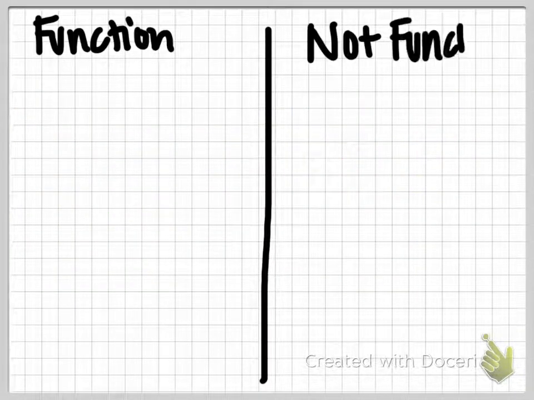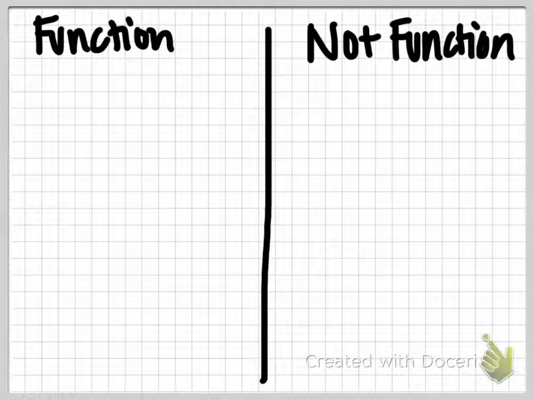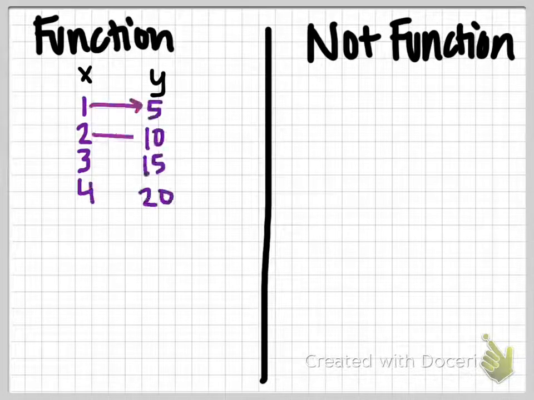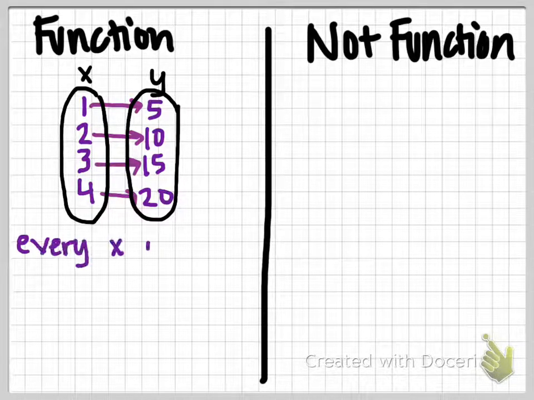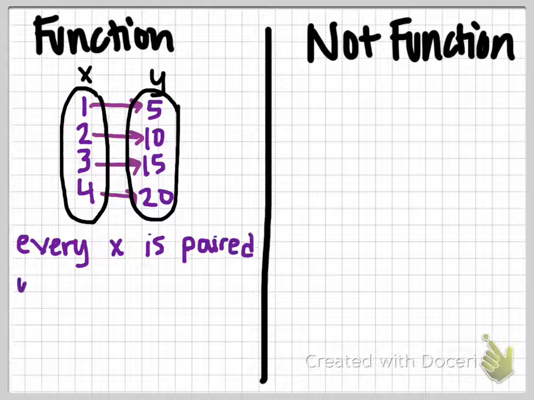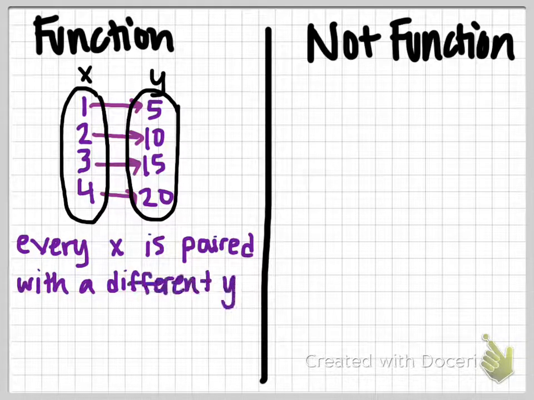We can also look at relationships instead of the definition, we can look at a mapping. So for a function, a mapping may look like this. Notice how the x value of 1 goes to only one of the y values, and the x value of 2 goes to only one of the y values, and so on. So this is a function because every x is paired with a different y.